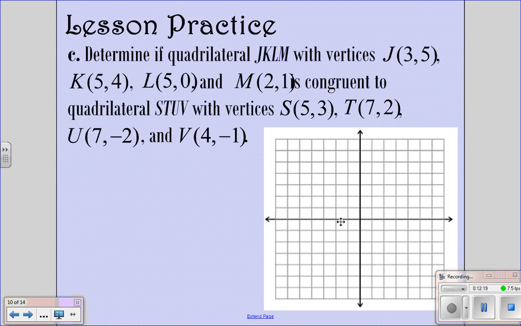Looking at another practice problem. Y'all try this one, and then I'll go over it. It asks if the two quadrilaterals are congruent. So I'm going to start off by drawing the two. So that's J. And then K. L, and M.